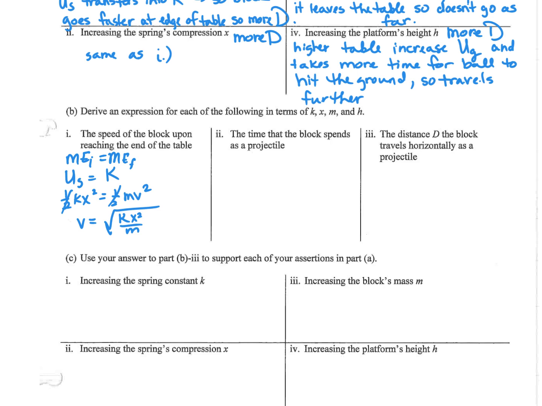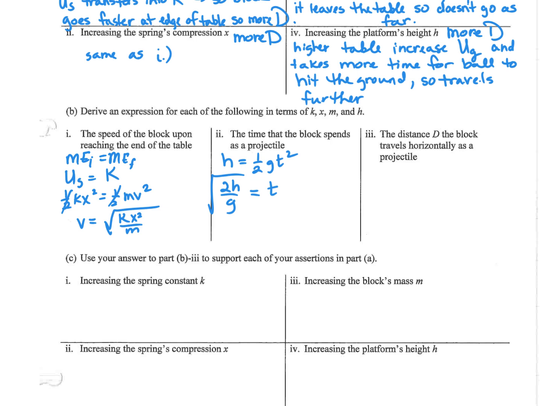Time that the block spends as a projectile. We know the height is going to be equal to what? We know the initial position. We know the final position is 0. So we end up with the height equaling 1/2 gt squared. So the time is going to be the square root of 2h over g.